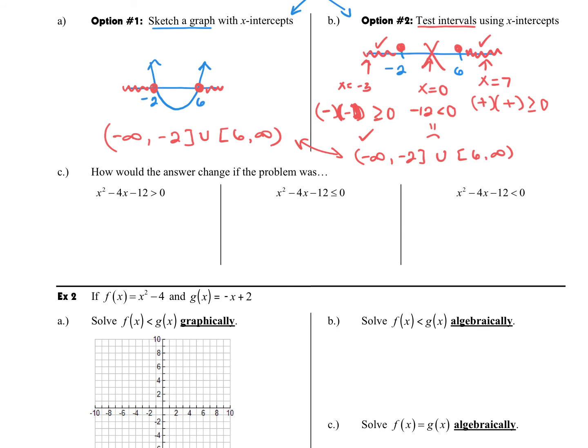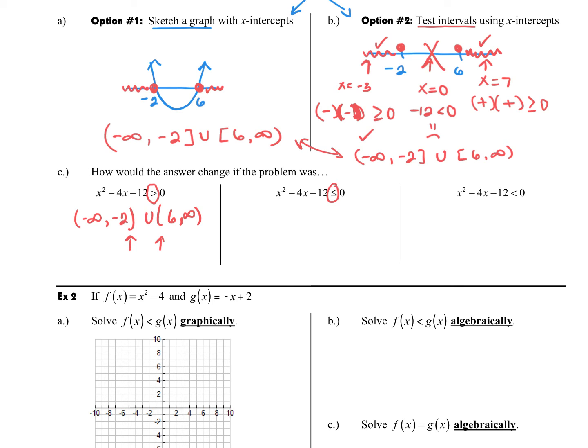Now, using this solution, what we should be able to recognize is that if I change the inequality sign to just a greater than, my solution should stay exactly the same, but now instead of brackets, I'm going to use parentheses. So negative infinity to negative 2, parentheses now, union parentheses, 6 to positive infinity. So it's these parentheses that are going to change.